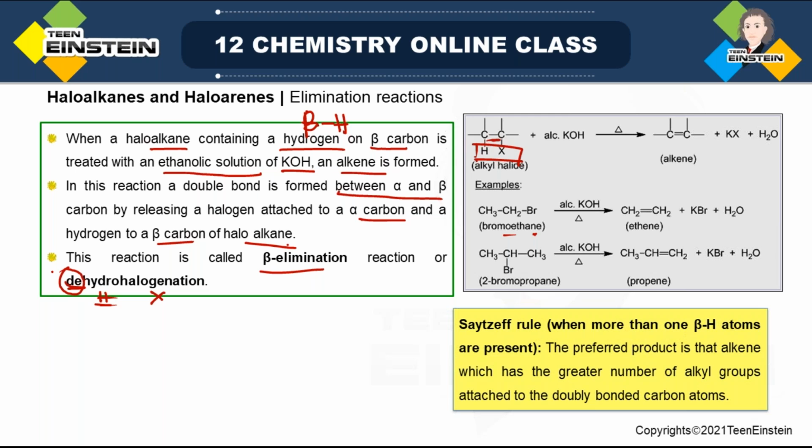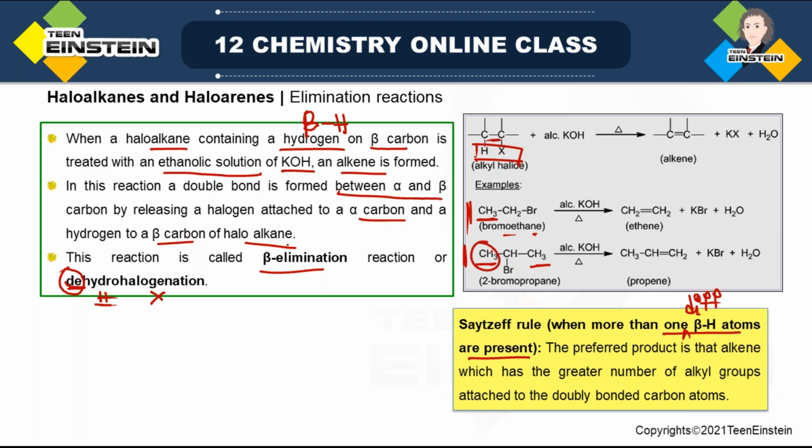Now for this elimination, here are the examples that you have seen. For the first one, there are 3 beta hydrogens, all are equivalent. In the second example also, all these 6 hydrogens are equivalent. So there is no chance for formation of 2 different types of alkene. It is always one type of alkene. But suppose more than 1 beta hydrogen atoms are present, not just more than 1, I mean to say more than 1 different type of beta hydrogen.